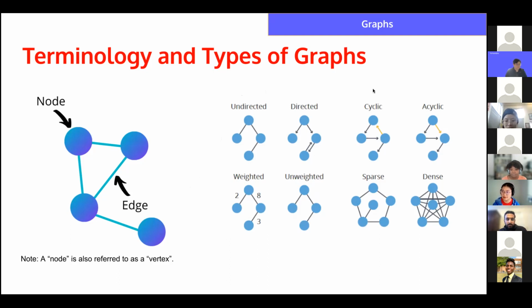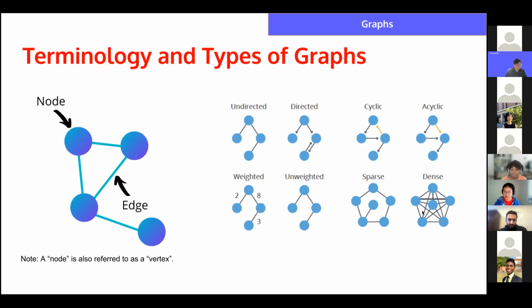Another distinction we have is cyclic and acyclic. A cyclic graph means you can, starting from one node, reach the same node again. So here we can go through this triangle, and we'll get back to the node we started on. In an acyclic graph, this is impossible. Starting from the top node, I can traverse downwards, but there's no way to get back up to the top node here.